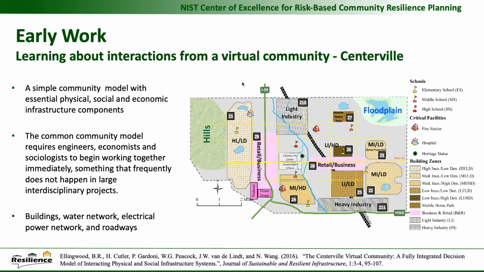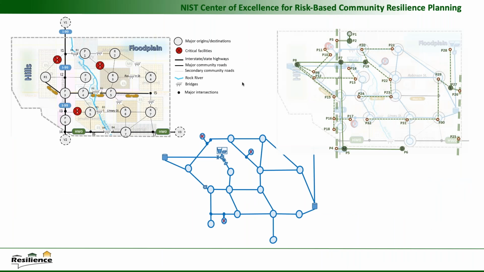And so this had buildings, water network, electrical power network, and roadways. And here we see some of them. And it has a gas network as well as telecom now.